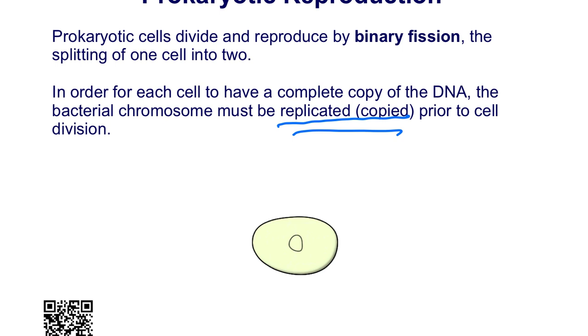We call this asexual reproduction that bacteria undergoes. We call that binary fission. Binary means two, fission means splitting. Now, before the cell splits, it has to replicate, or copy its DNA so that each daughter cell gets exactly the same amount of DNA and same kind of DNA.